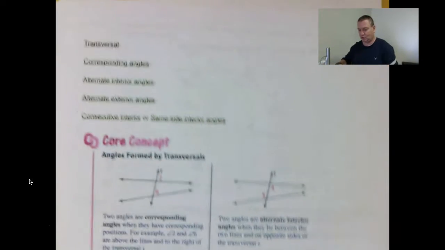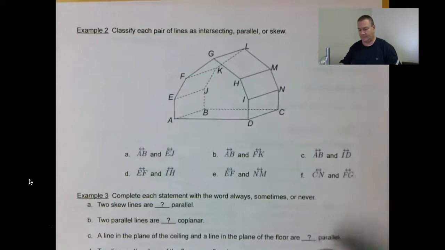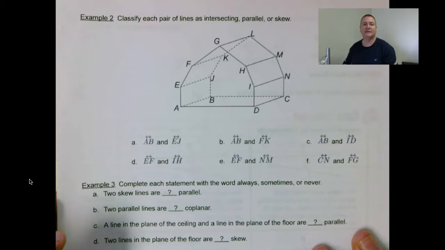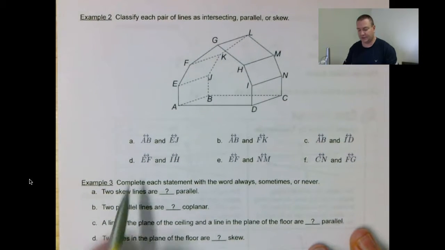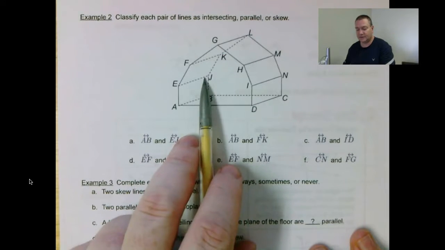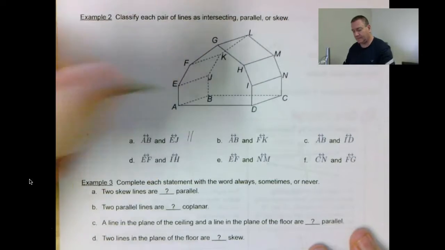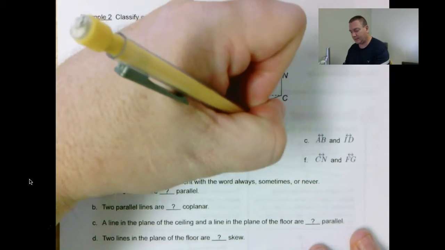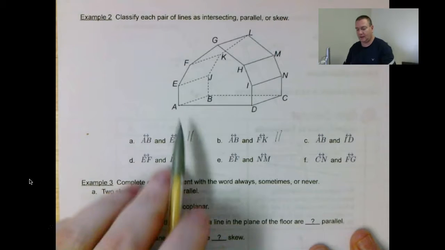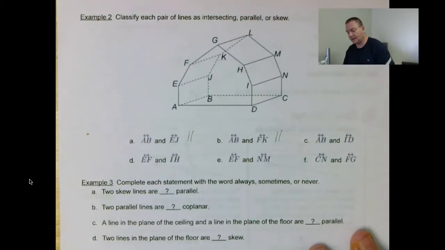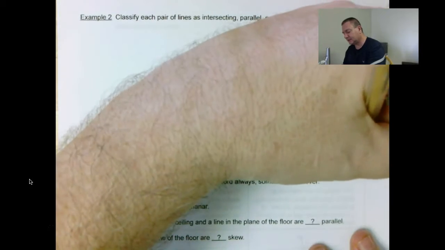Example 2. Classify each pair of lines as intersecting, parallel, or skew. So AB, which is here, and EJ, which is here, parallel. AB and FK, parallel. AB and ID, they are not in the same plane. They'll never intersect, skew.